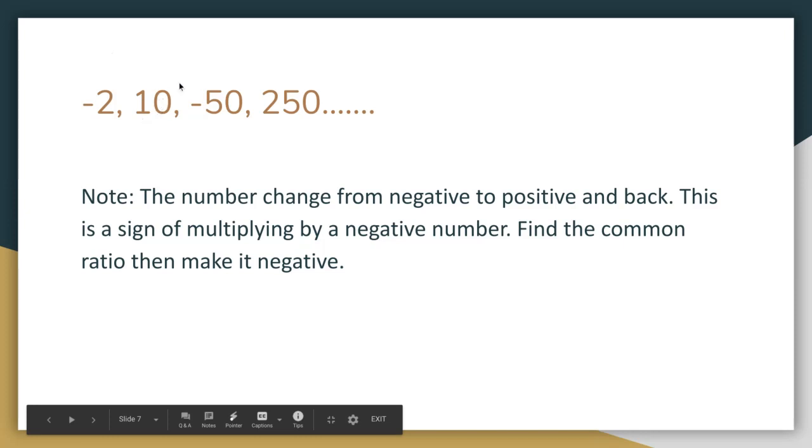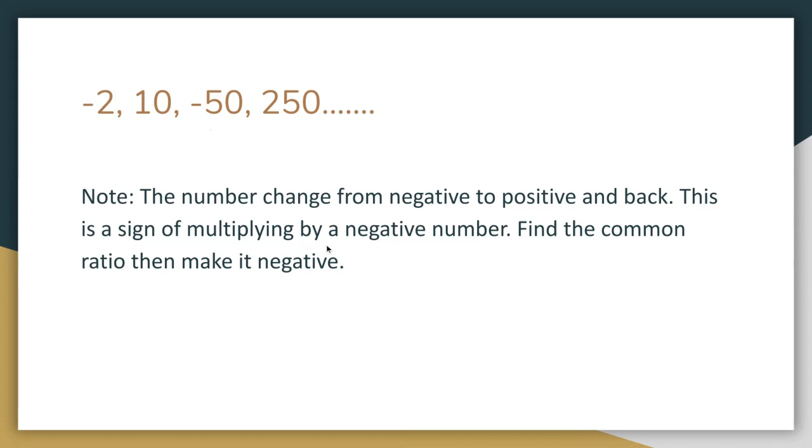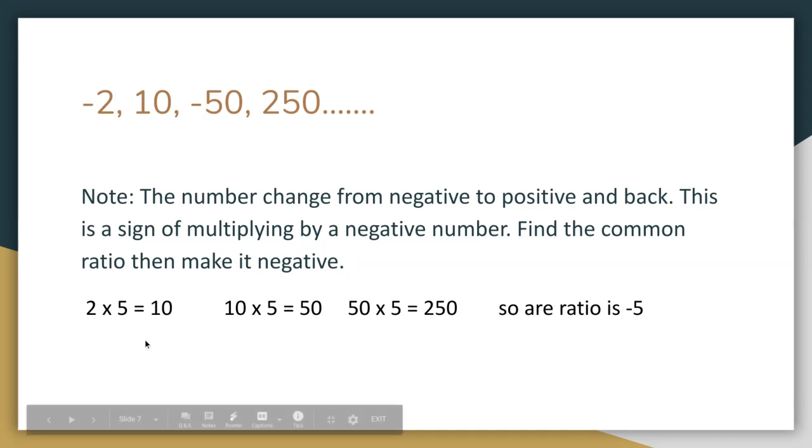A positive times a negative is a negative, and a negative times a negative is a positive. So that's how we know. As soon as you see a negative, positive, we know that our ratio is going to be negative. Now, what I would do next is do my ratios as if all of these were positive. So 2 times 5 would give us 10.